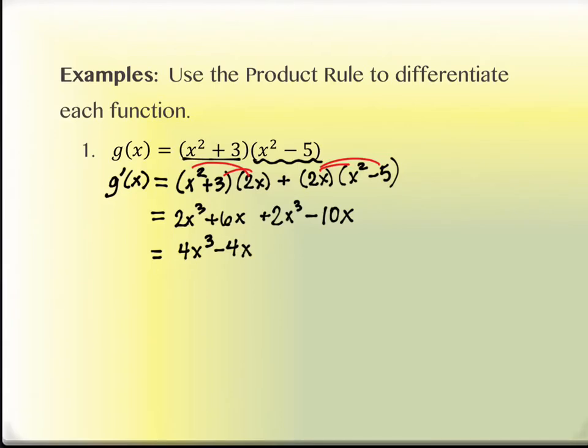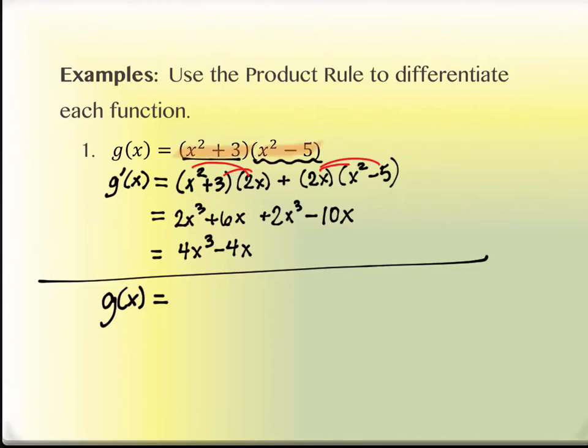Right, 4x cubed minus 4x. Okay, everybody good with that? Okay, so this is using the product rule. If we were doing this the way that we did back in section 2.2, we would actually multiply those together first. So we would FOIL this out, right? We'd multiply these two binomials together.